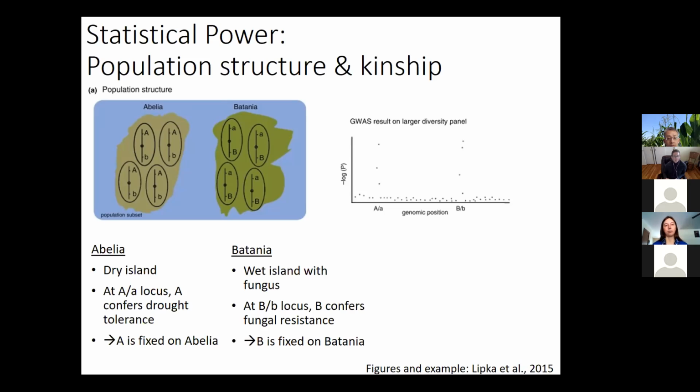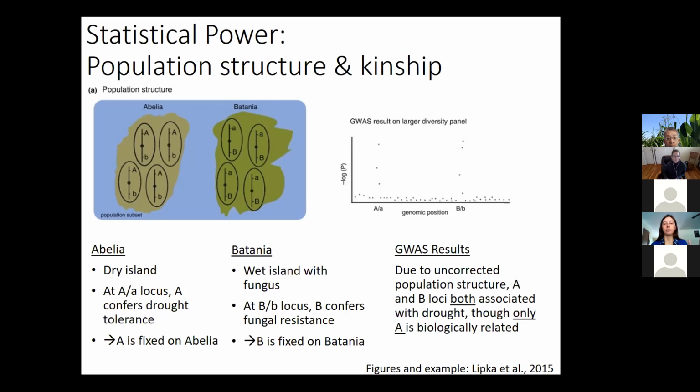There's another island called Botania. This island is very wet and there's a lot of fungus. We happen to know that at the B locus, big B confers fungal resistance and big B has become fixed on Botania. Now, if we didn't know anything about this population structure, that there's actually two distinct subpopulations from two islands, and we just mixed these lines all together and did GWAS, we would find that both A and B loci are going to look like they're associated with drought, even though we know that in reality only A was biologically related, and that's due to uncorrected population structure.